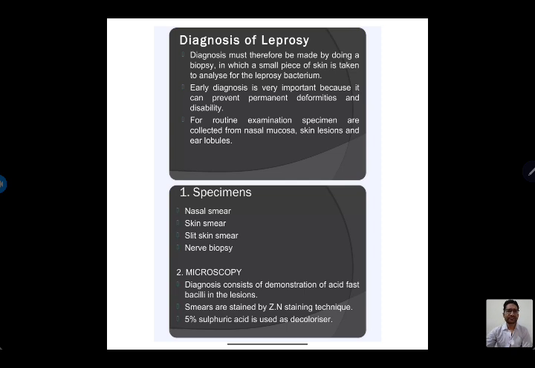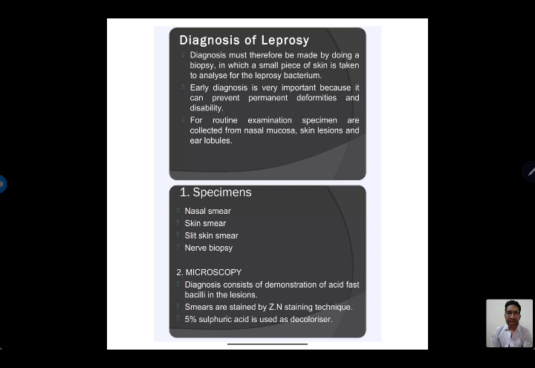Diagnosis of leprosy. The diagnosis must therefore be made by doing a biopsy in which a small piece of skin is taken and analyzed for the leprosy bacterium. Early diagnosis is very important because it can prevent permanent deformities and disability. For routine examination, specimens are collected from the nasal mucosa, skin lesions and ear lobules. Specimens: nasal smear, skin smear, slit skin smear, nerve biopsy.